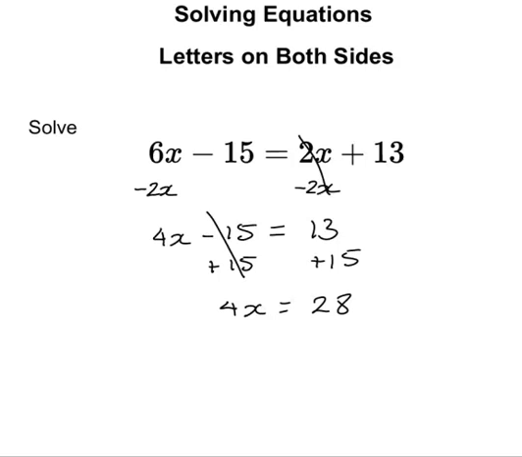The next step is I want to get rid of the 4. So these two are multiplying together, the 4x. So what we do to get rid of the 4 is we divide by 4 on both sides. So once we divide by 4, on the left hand side we cancel each other out, which is x equals, and 28 divided by 4 is 7.